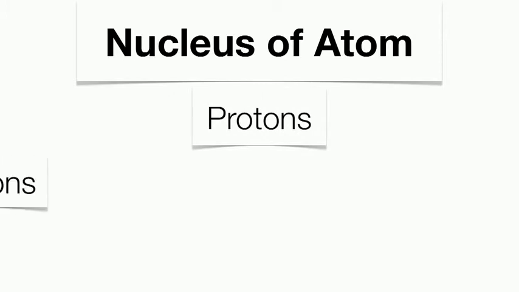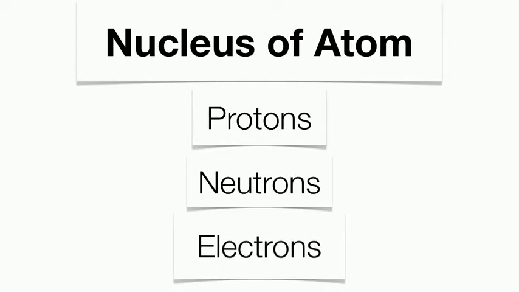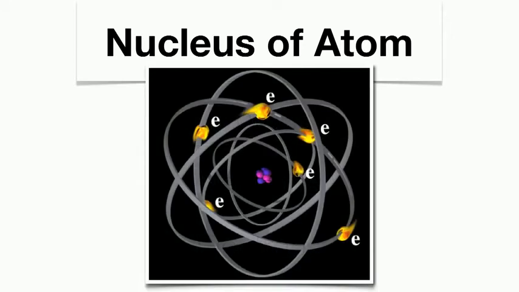In order to understand radioactive decay, you have to have an idea about the different parts of an atom. We've already established that the nucleus is the brain of the atom. We have positively charged particles called protons, neutral particles called neutrons, and negatively charged particles called electrons. And they all revolve around the nucleus itself.